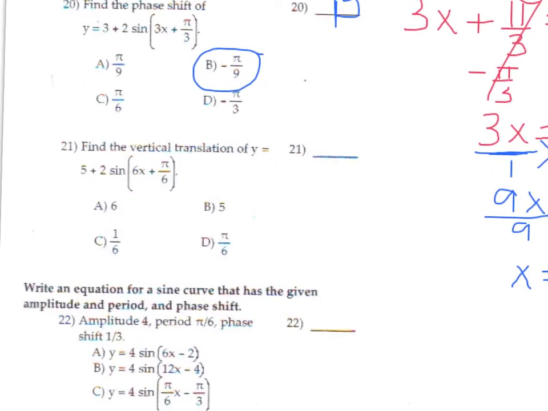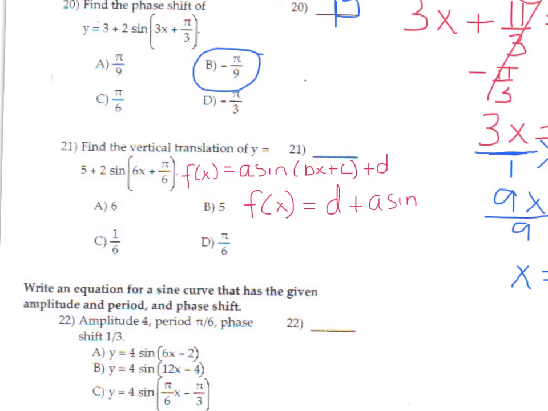Okay, so the formula is f of x equals a sine of bx plus c and then plus d. But that plus d could be given in the front also. So it could also be given like this. So d could be at the end plus something, or it could be in the beginning. In this case it's at the beginning, over here. So that is the vertical translation. That's 5, and that's B.